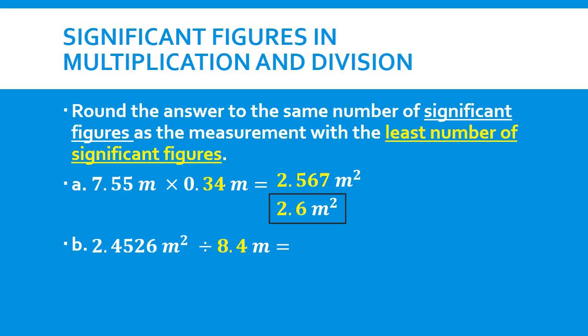If we're dividing, here we have 5 significant digits. That's 1, 2, 3, 4, 5, because they're all non-zero. And then we have 1, 2. So the answer must be given to 2 significant figures. So we perform our division. We get 0.29176. The number after the second significant digit is less than 5. So we do not change the second significant digit. It remains the same. So that's 0.29 meters.